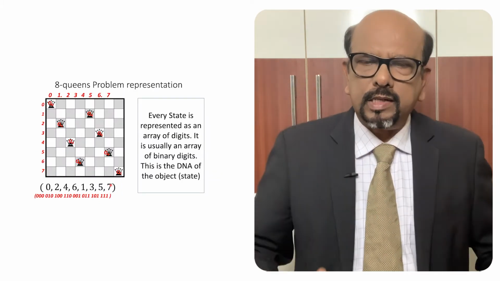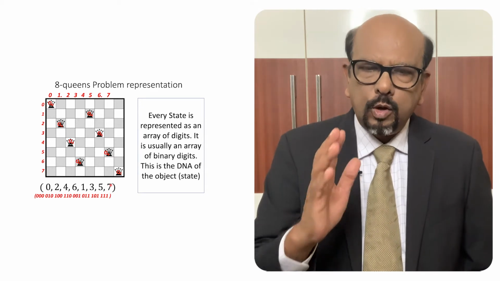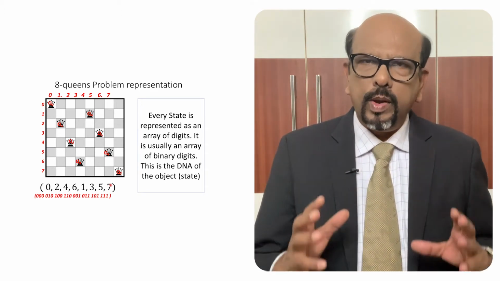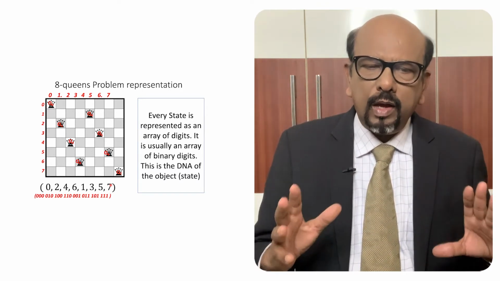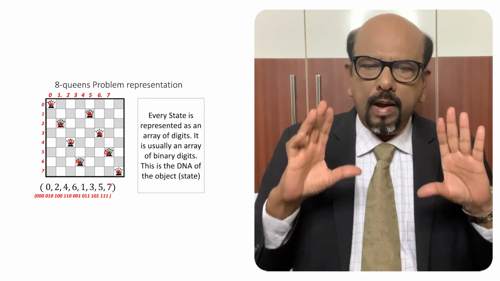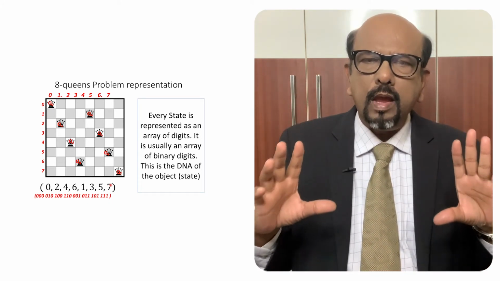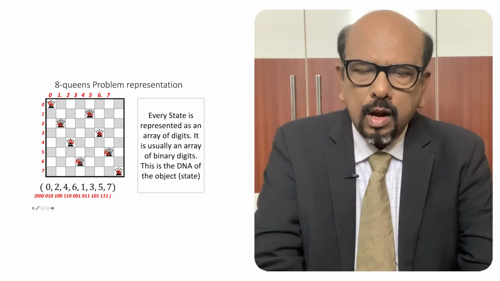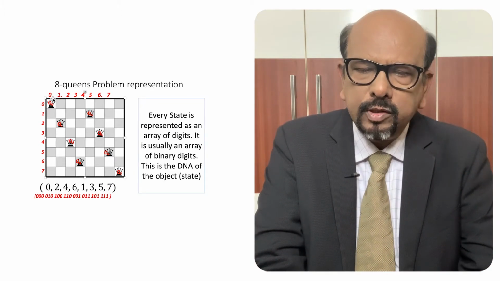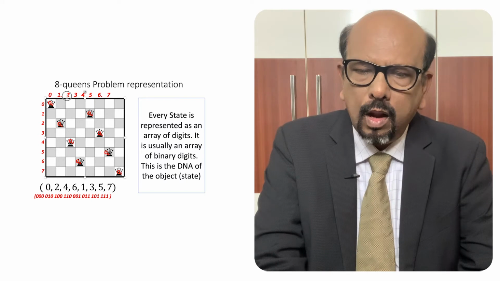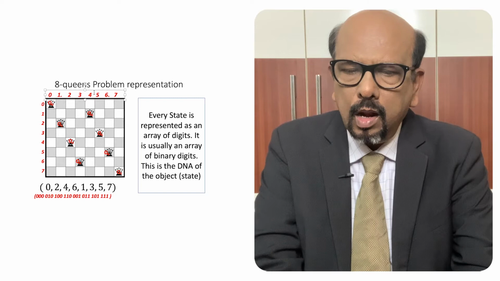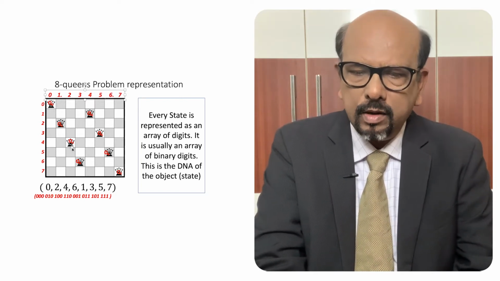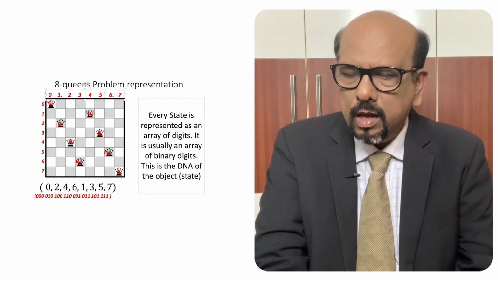Let us try to understand it using the 8 queens problem. What is the 8 queens problem? We have an 8 by 8 matrix. The columns are represented by column 0, column 1, column 2, column 3, column 4, column 5, column 6, column 7. So they are the 8 columns.